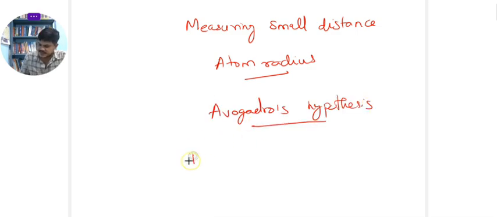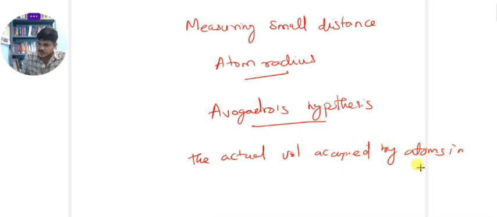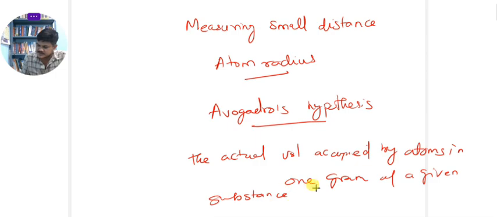Actually, the actual volume occupied by atoms in 1 gram of a given substance is 2/3 of the volume of 1 gram of that substance.